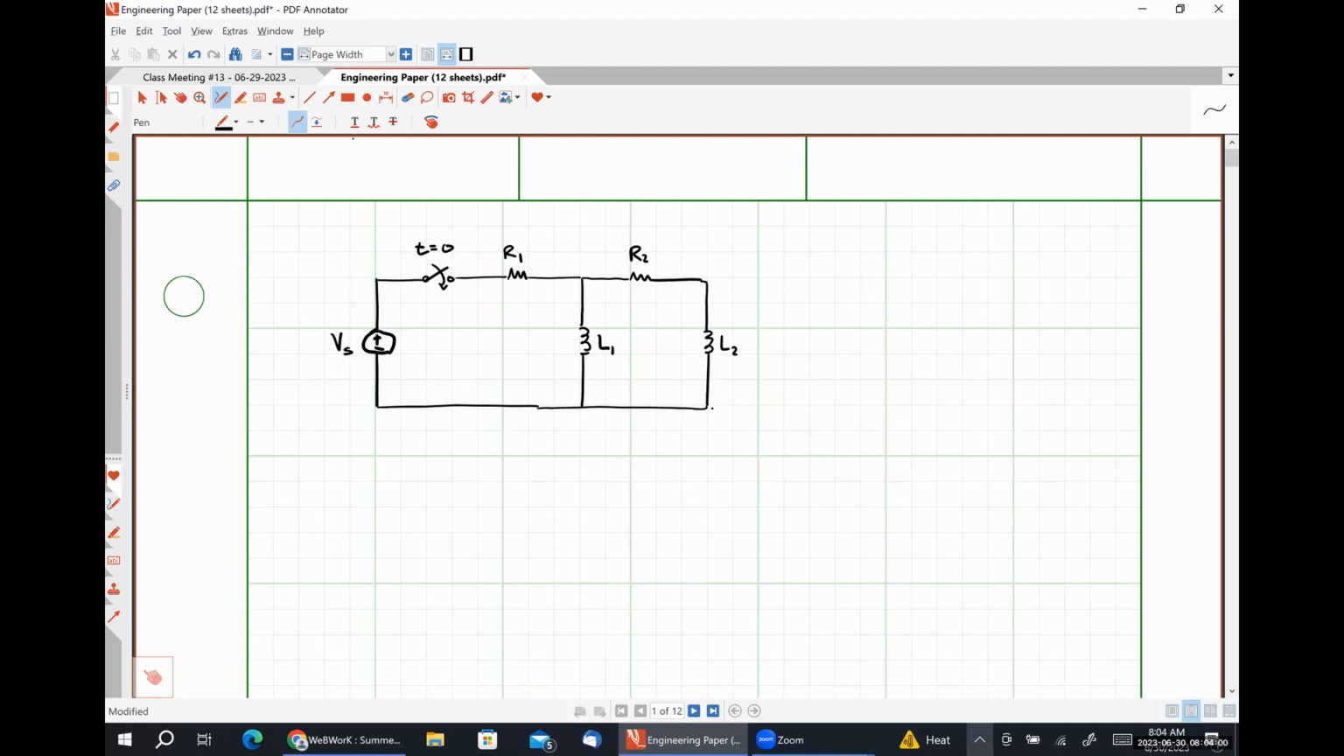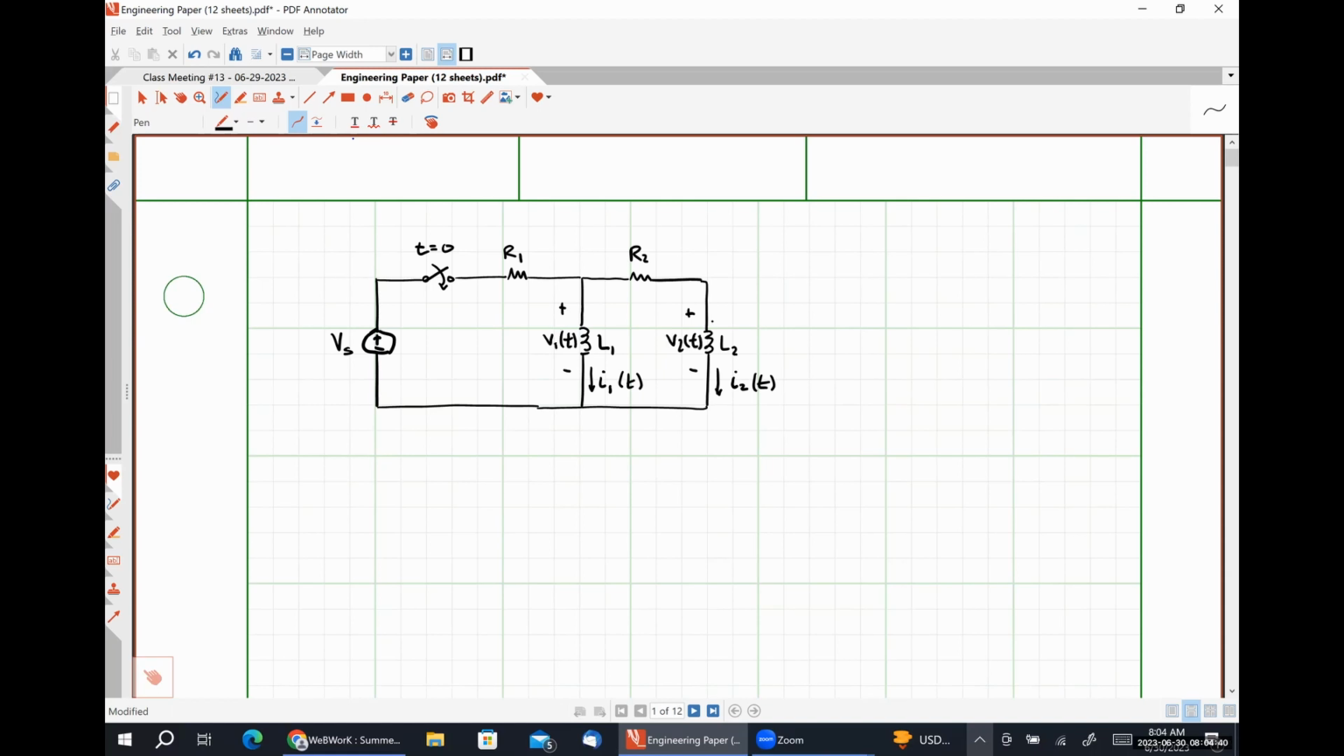And what we are going to wind up trying to do here is we are going to attempt to solve for our inductor currents. So I'm going to call this I1 of t. I'll call this I2 of t. This will be our voltage, V1 of t. Over here, we have our voltage, V2 of t.